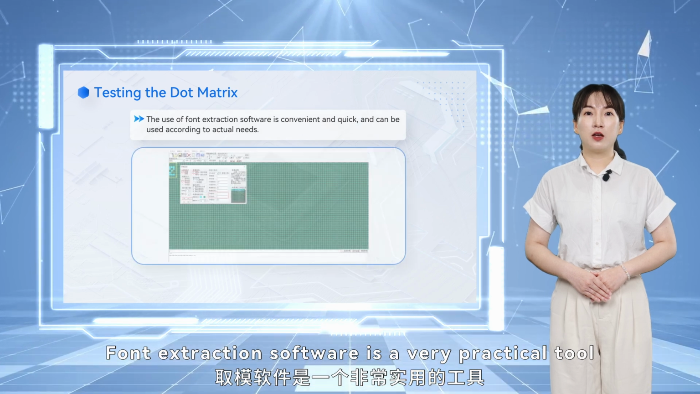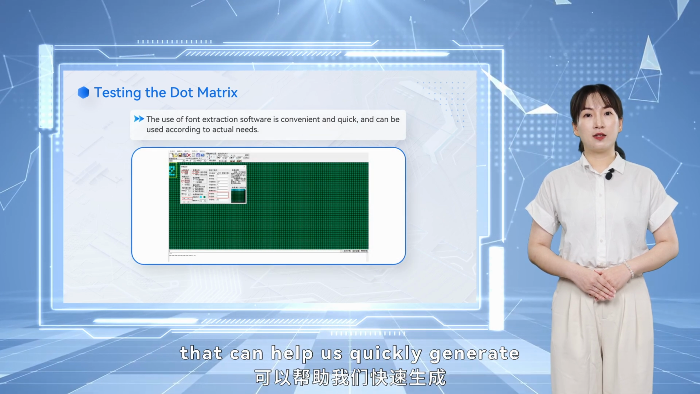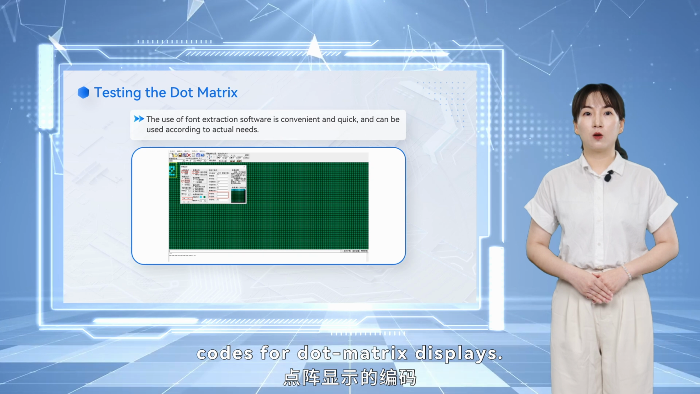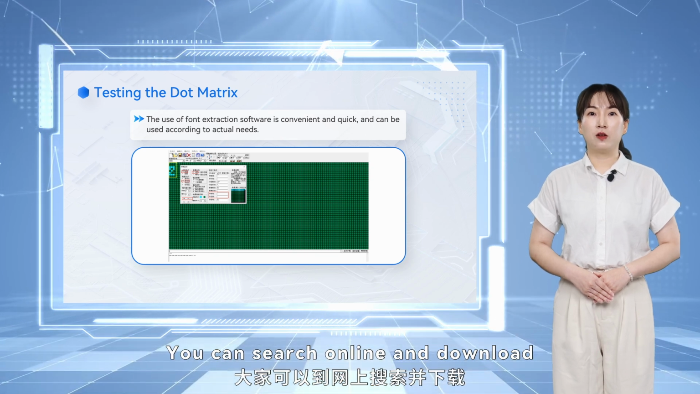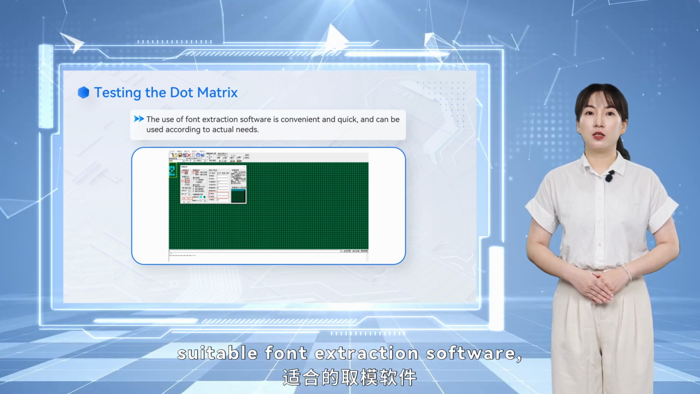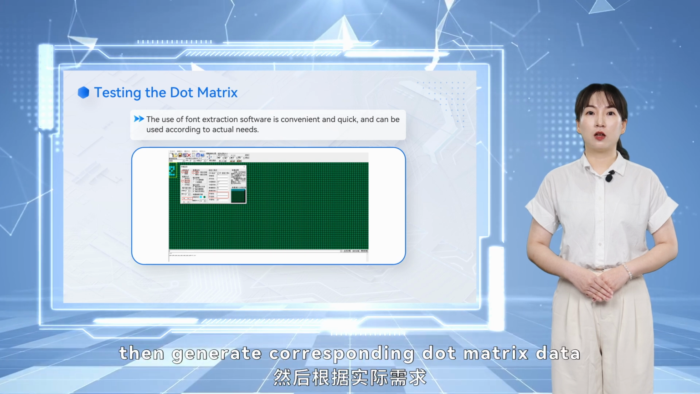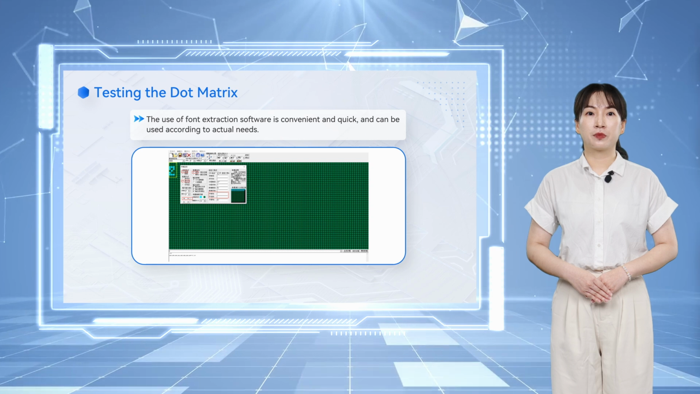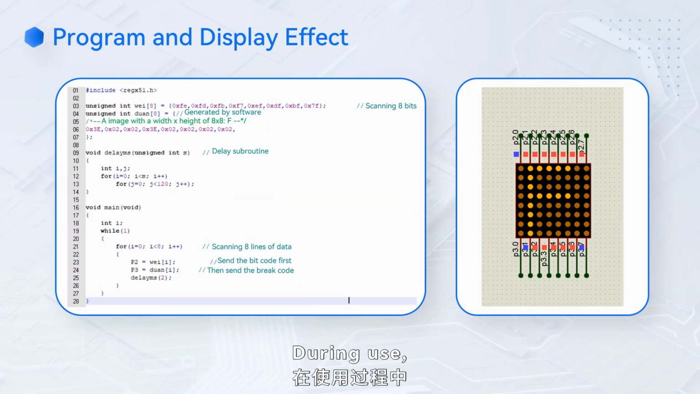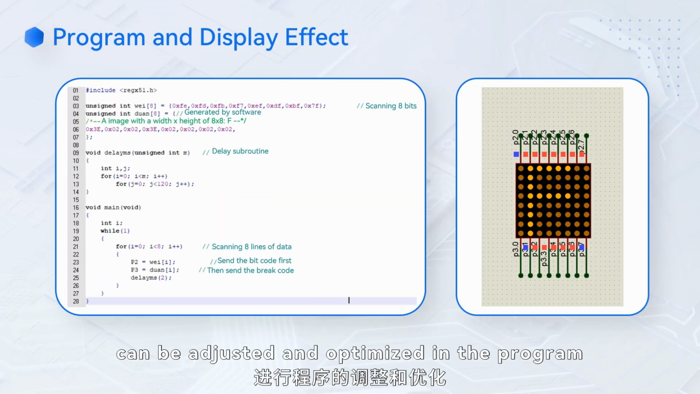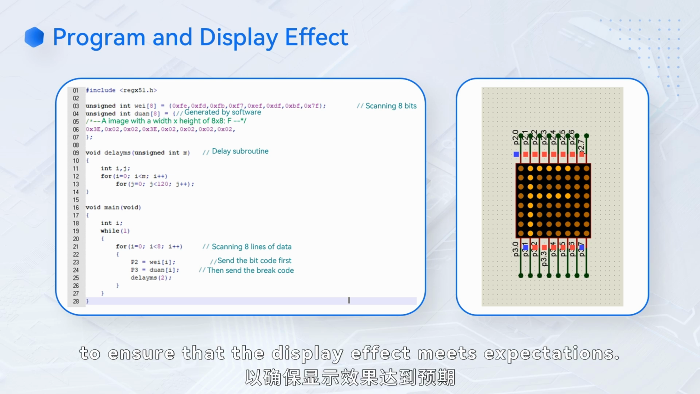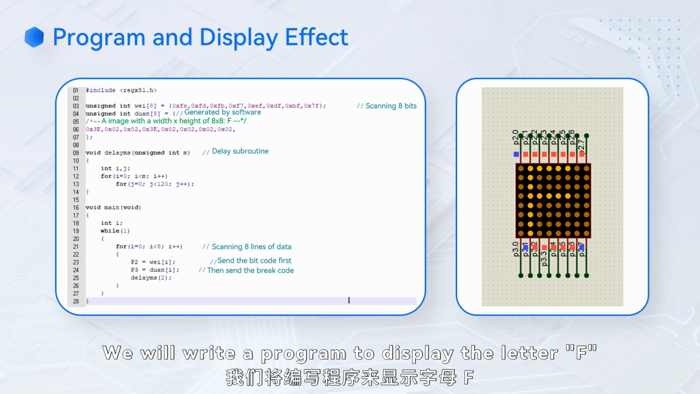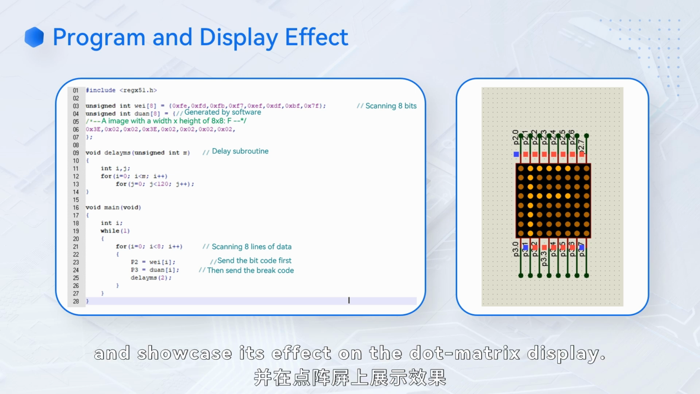Font extraction software is a very practical tool that can help us quickly generate codes for dot matrix displays. You can search online and download suitable font extraction software, then generate corresponding dot matrix data according to actual needs. During use, the generated code can be adjusted and optimized in the program to ensure that the display effect meets expectations. We will write a program to display the letter F and showcase its effect on the dot matrix display.